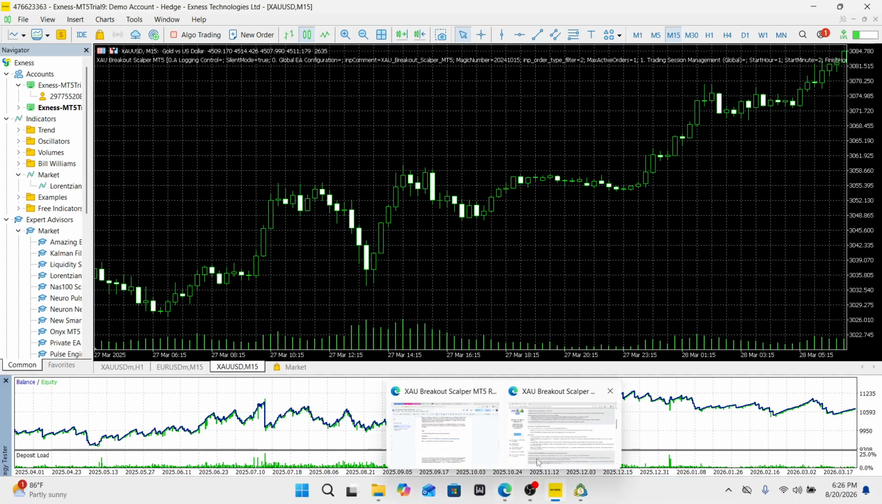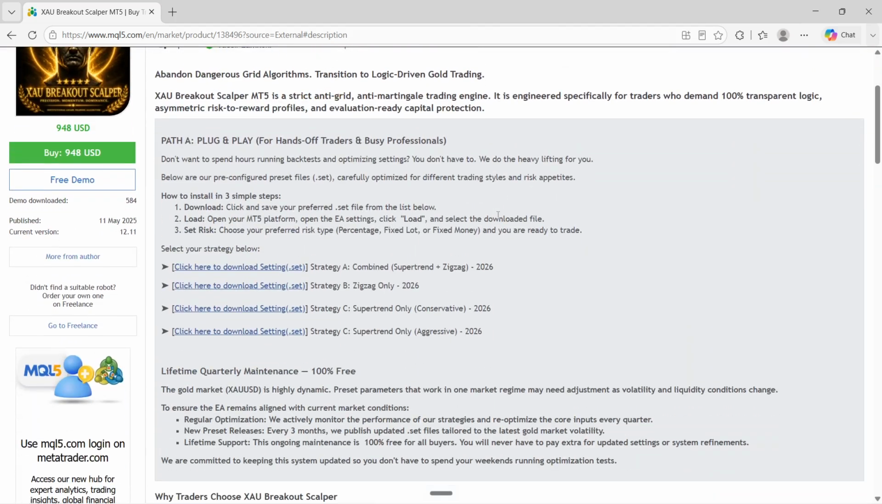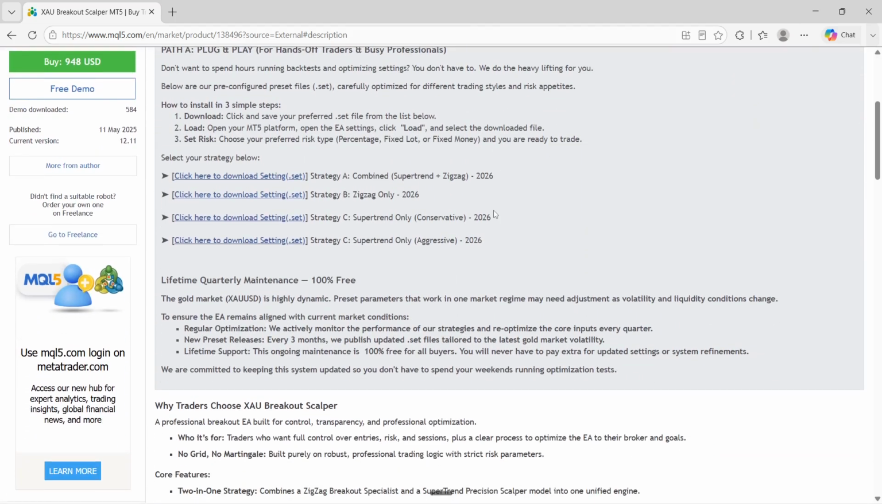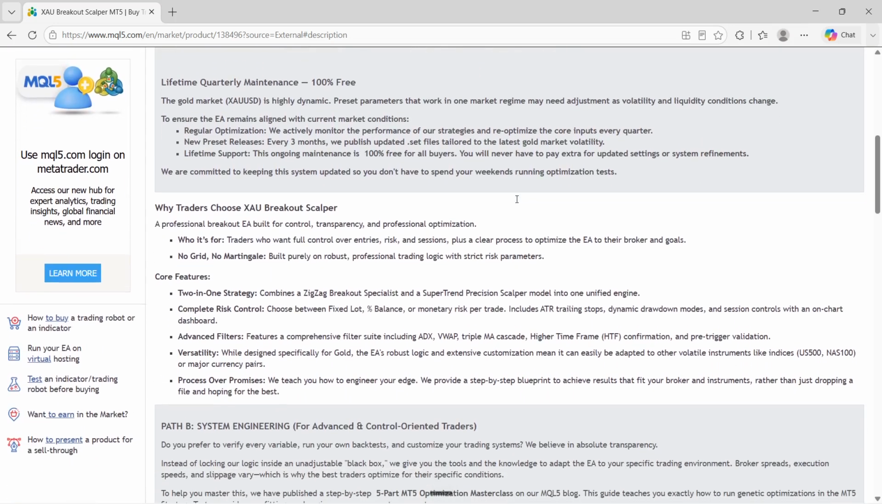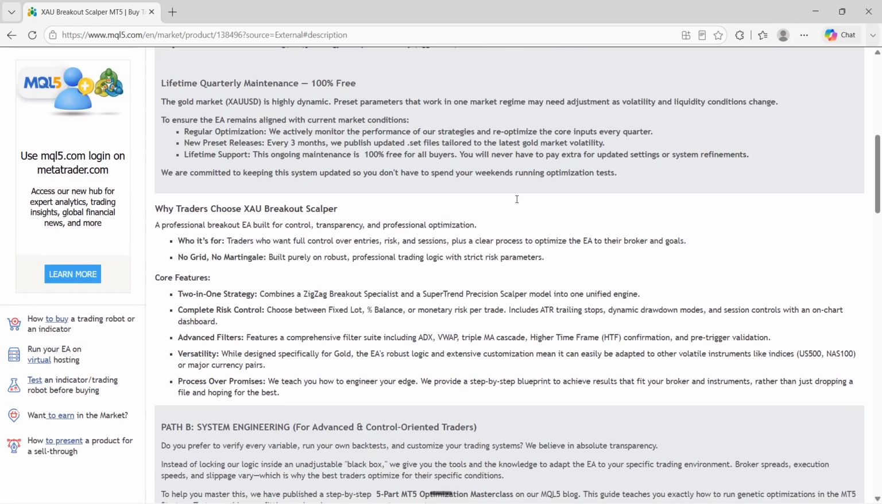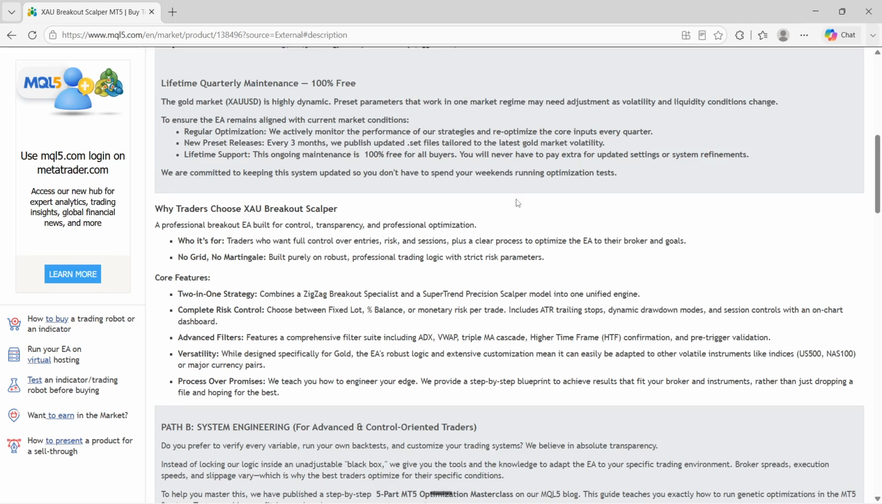All right, so let's go back to the website. Honestly, I think the features that matter most are the risk mode selection, the filter suites, and the willingness to test and update settings as market conditions change. The dual strategy approach aims for flexibility, but success still depends on proper configuration and realistic expectations.